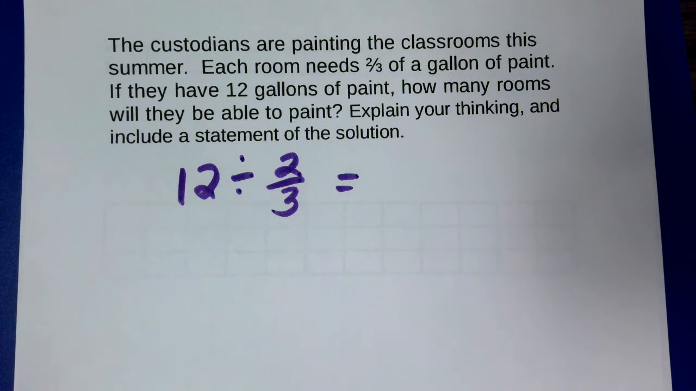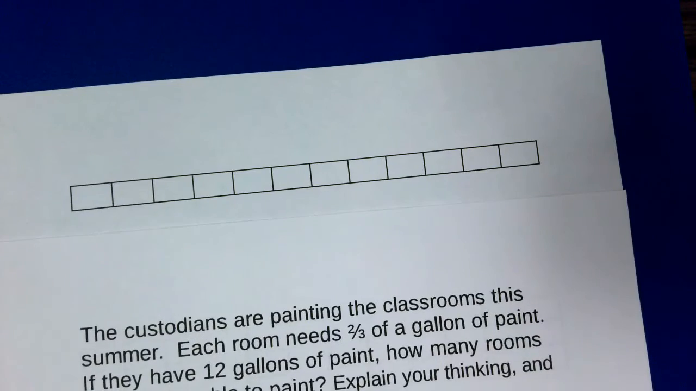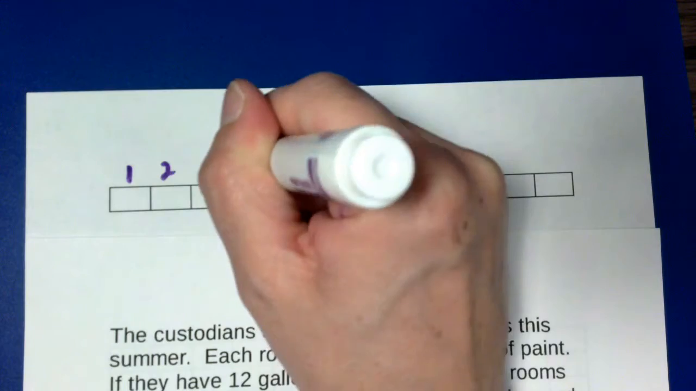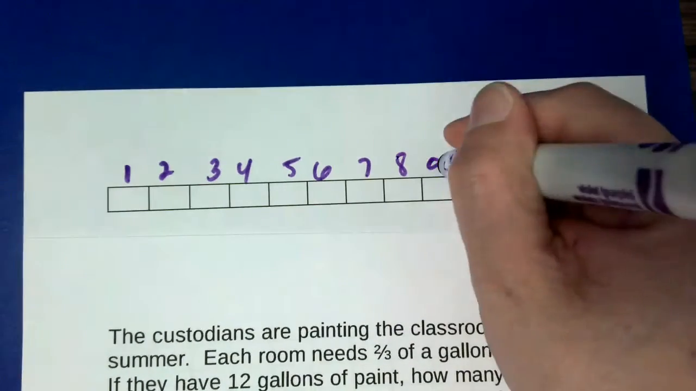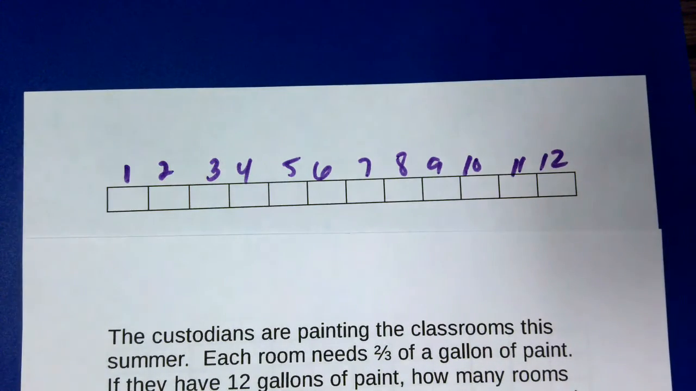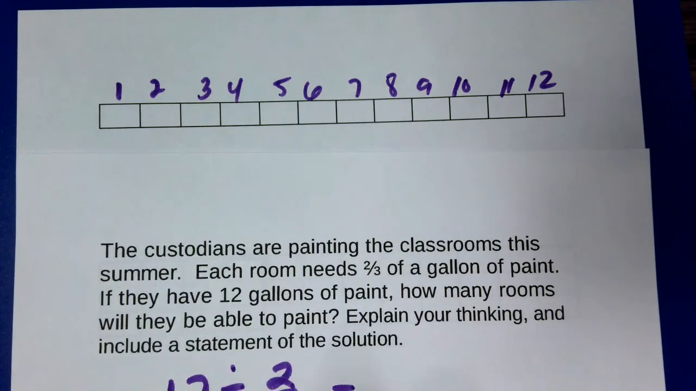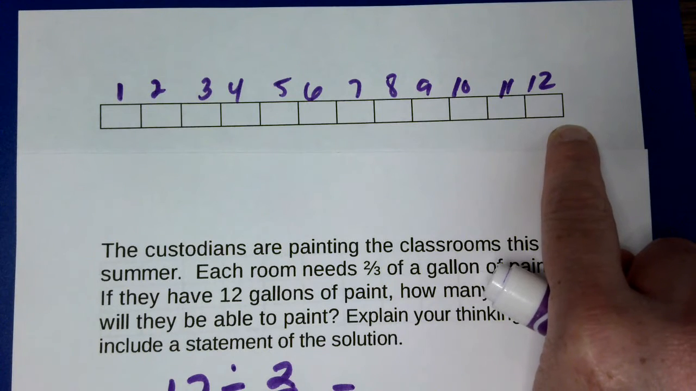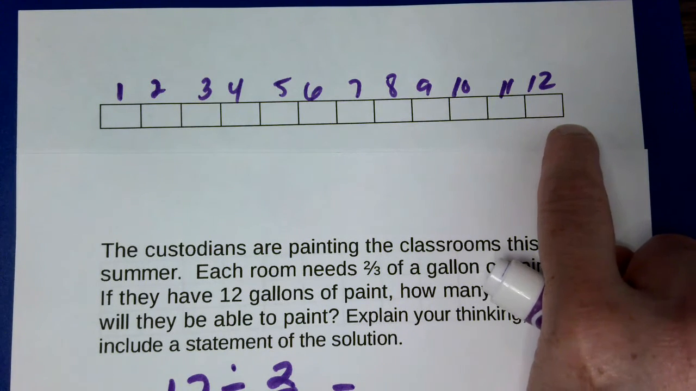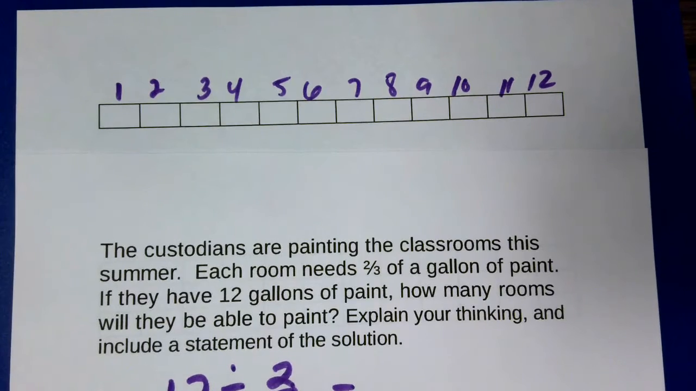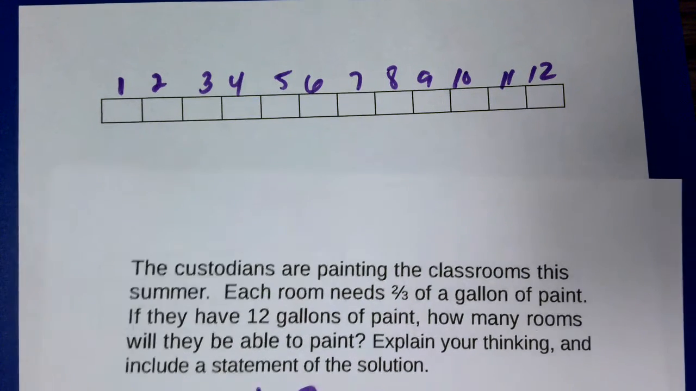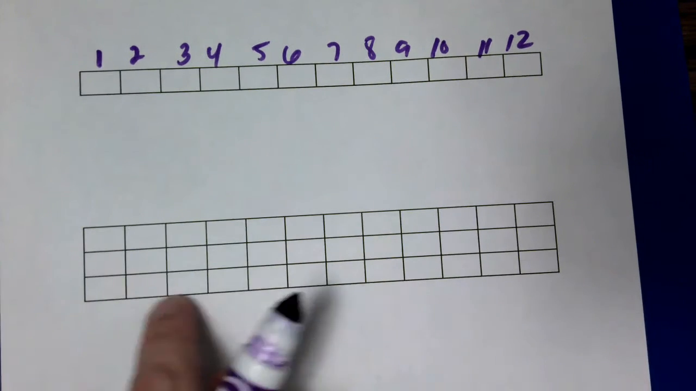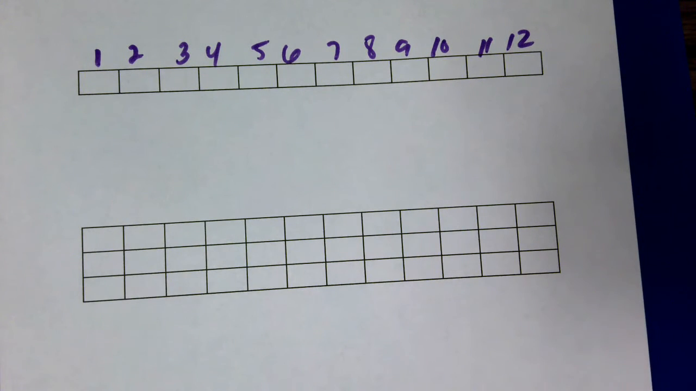So in a blink of an eye, these are our 12 gallons. So 1, 2, 3, 4, 5, 6, 7, 8, 9, 10, 11, and 12. Okay, so I know already that I can paint each room and have a little bit left over with each of those gallons. And then I'm going to put those leftovers together to make enough paint for additional rooms. So this is what I would like to really look at.